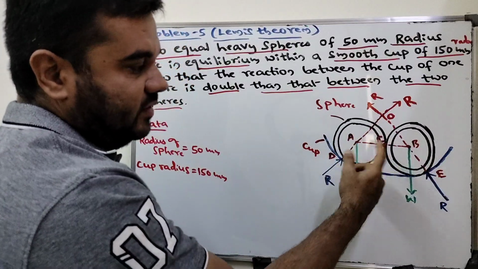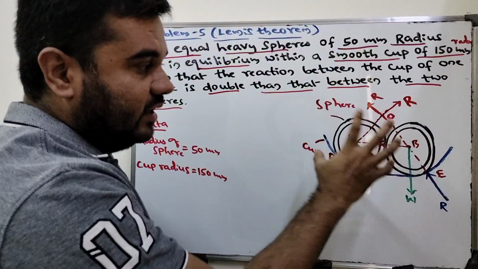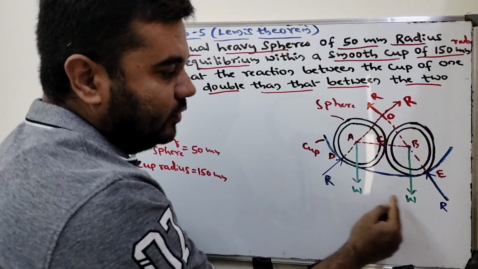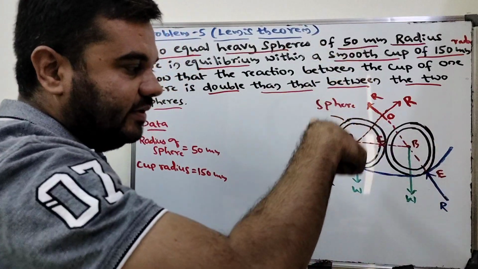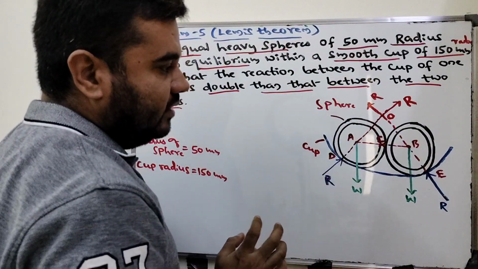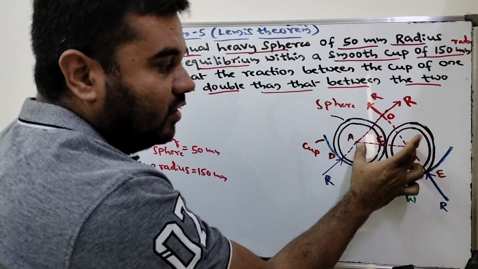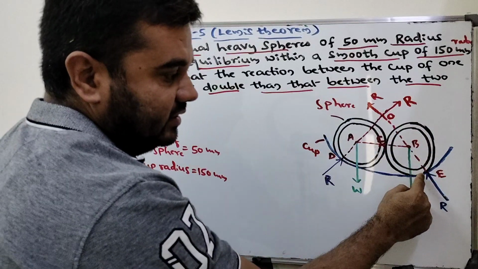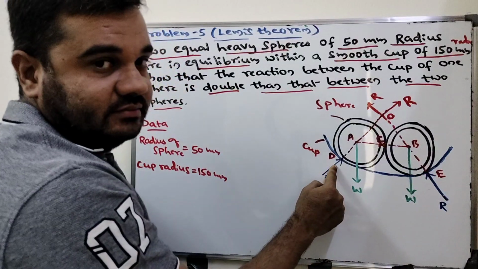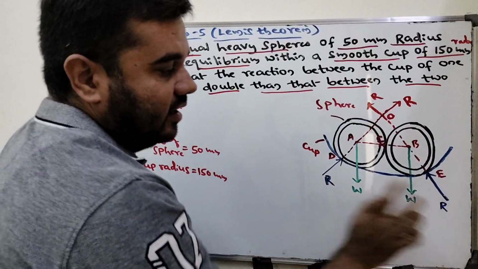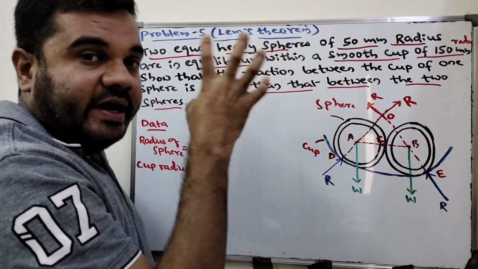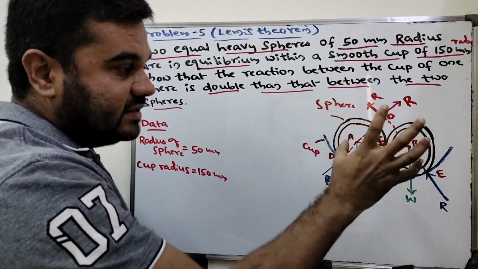And weight, since both are equal heavy weights, their weights are W. The sphere weights are W, and they will always act downward due to gravity. Since the two spheres sit on the cup at points E and D, there is a reaction R and R. Both are R only, because the weights of the spheres are the same.